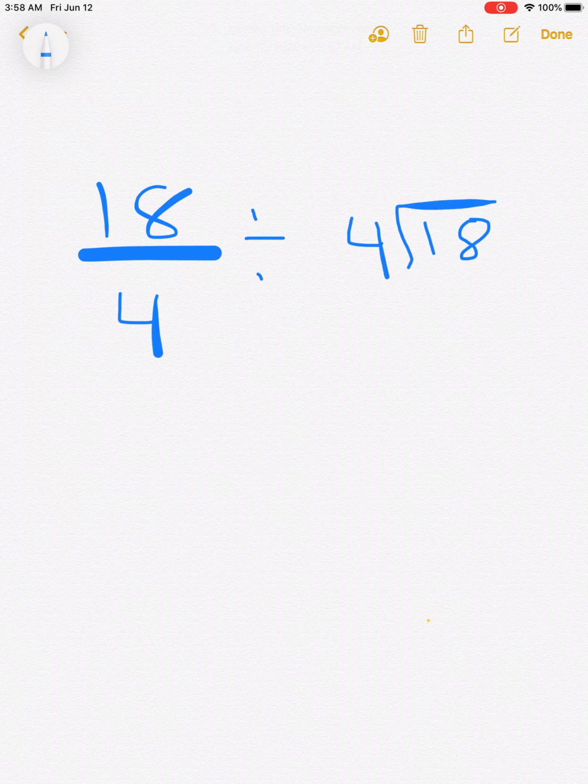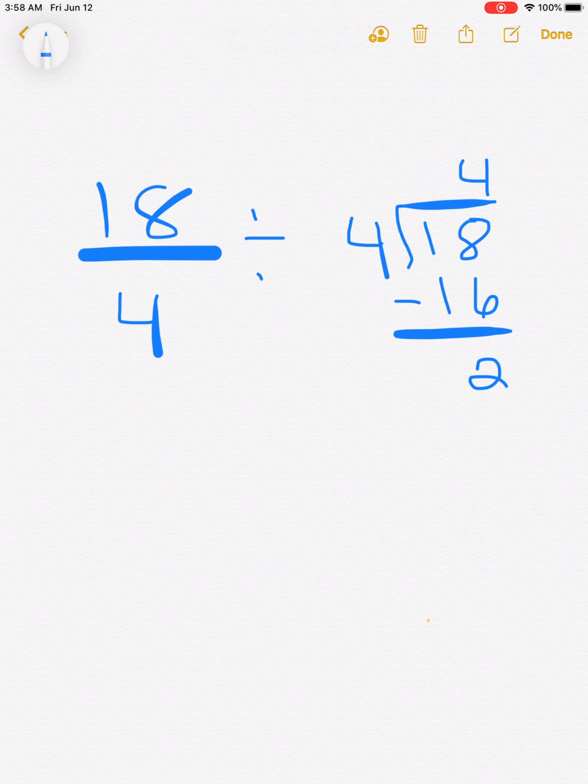Okay? All right, let's divide out. 4 goes into 18 how many times? I hope you said 4. 4 times 4 equals 16. And then 18 minus 16 equals 2. And if I'm going too fast, that's the best thing about videos. You can pause it, write, go back, rewind, whatever you need to do to get the concept. I hope it helps, okay?